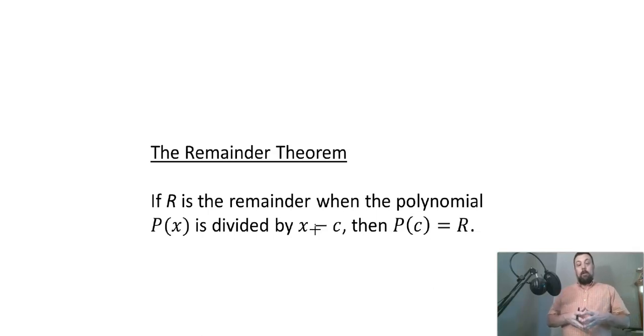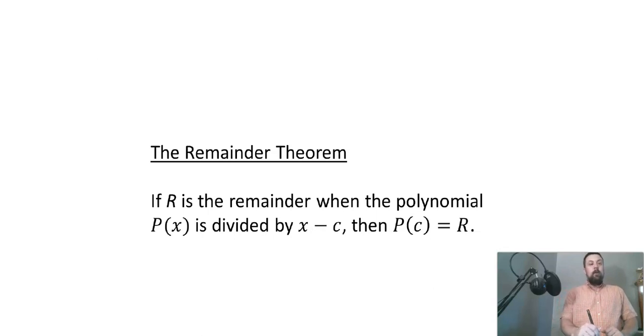The remainder theorem states the following. If r is the remainder when the polynomial p of x is divided by x minus c, then p of c is equal to r. It's kind of hard to make sense of what this statement is actually stating.